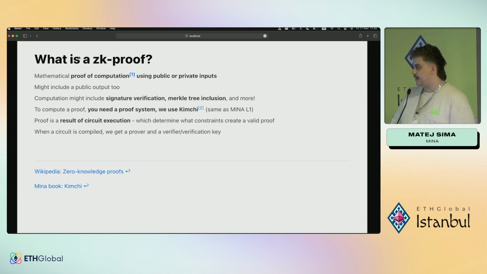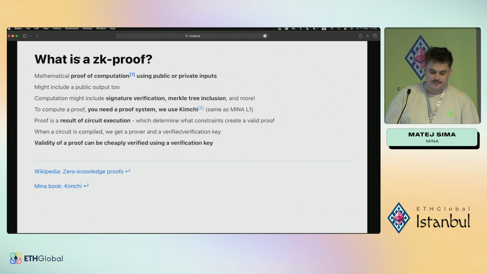So when you compile a circuit, you actually get two artifacts. You get a prover key and a verification key. We'll see that later and how it ties into building your own zk rollup.